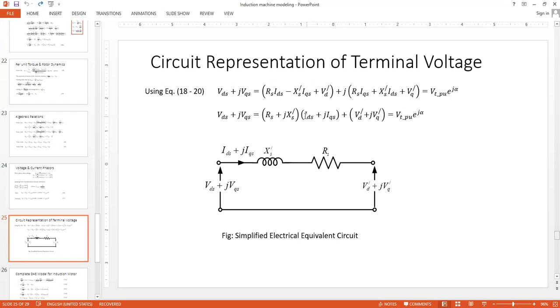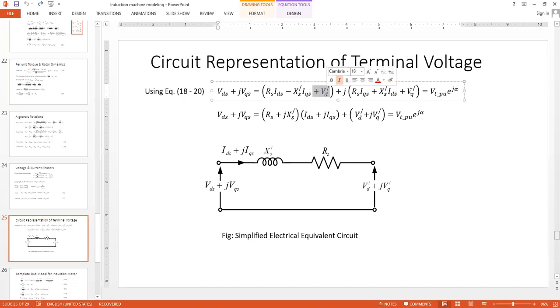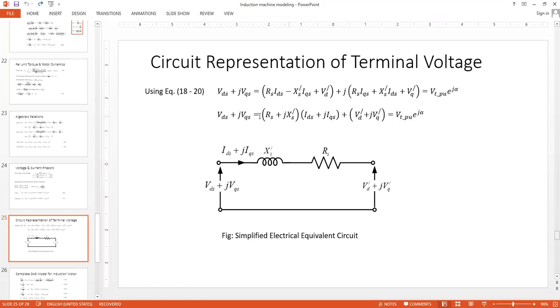Then you will see that we have this IDS plus JIQS common, plus you have Vd dash plus JVQ dash, because of this J, and the right hand side remains same. So this thing is nothing but the phasor expression for this circuit, a simplified electrical equivalent circuit for establishing the relationship between some internal voltage of a stator circuit, Vds and Vqs, and our state variables for the induction machine, that is Vd dash and Vq dash.